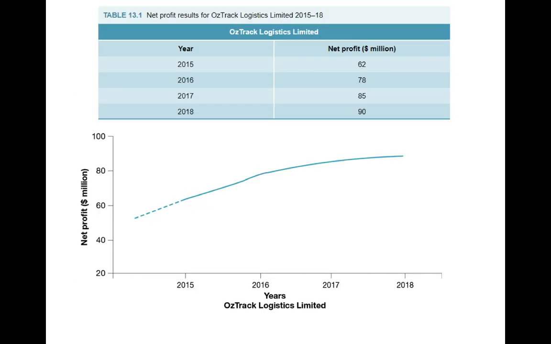Now, to give you an example, here we show Austrac Logistics, and it shows that their net profits are going up, if you have here, 62 to 78, 85 to 90. All right, and here this is the same graph over that same period of time. So we can say net profits over this time is increasing. However, it's increasing at a decreasing rate. There's a large jump there, but it's increasing at a decreasing rate.